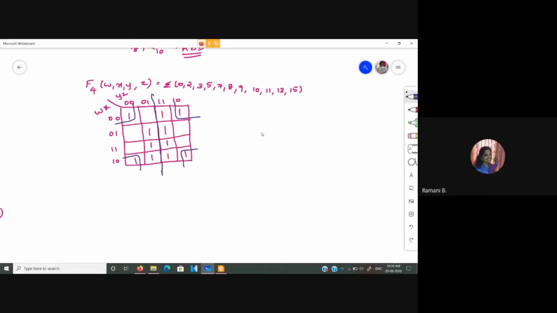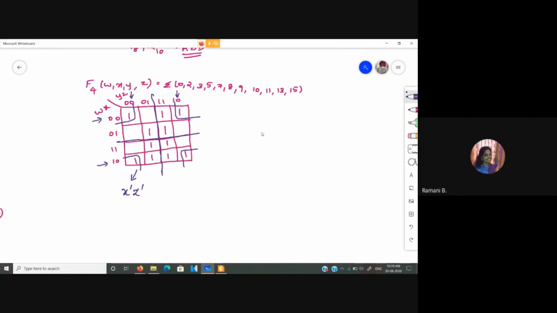Folding it at the middle, you have only that possible combination. So this corresponds to the term x bar z bar. Here you have w equal to 1 and x equal to 0. Here you have w equal to 0 and x equal to 0. So x bar. And here we have y equal to 0 and z equal to 0. Here y is equal to 1 and z is equal to 0. So z bar.